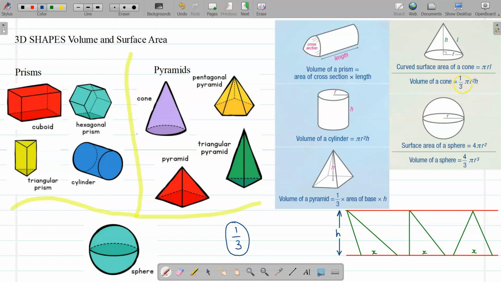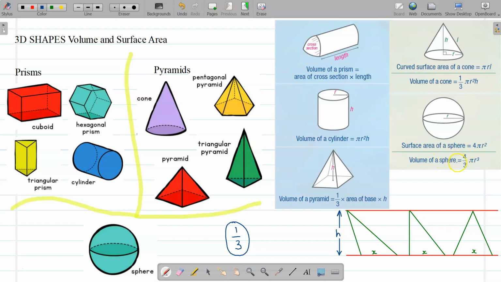Okay, now I'll just mention a sphere. Okay, and there's a formula for the volume of a sphere, which is simply 4/3 of pi times the radius cubed. Okay, so if you know the radius of a sphere, you cube it and times it by 4/3 pi. You don't need to know how to prove it or anything at GCSE, but you just need to be able to use it.